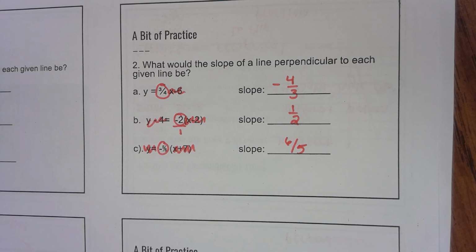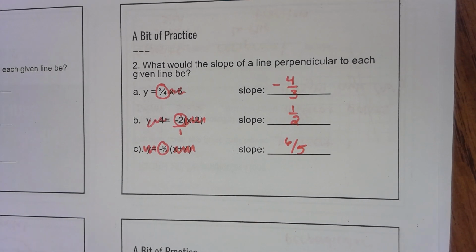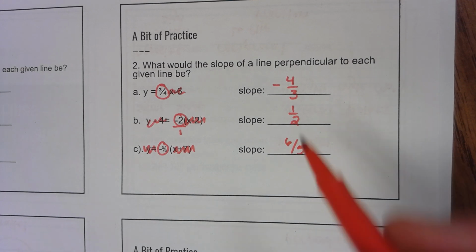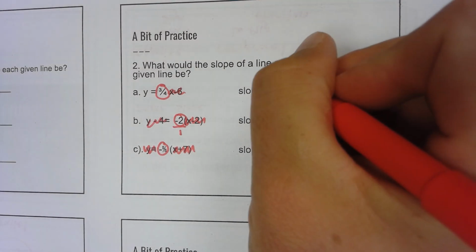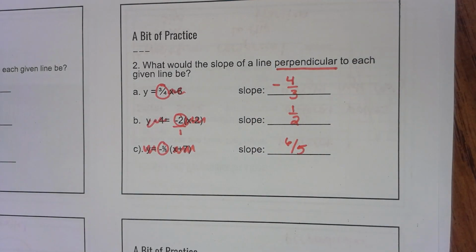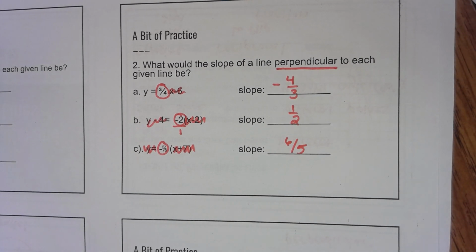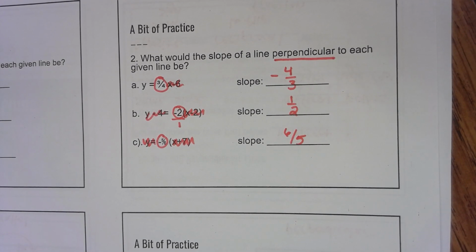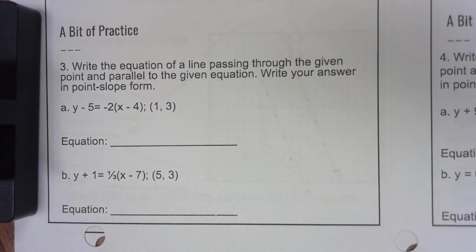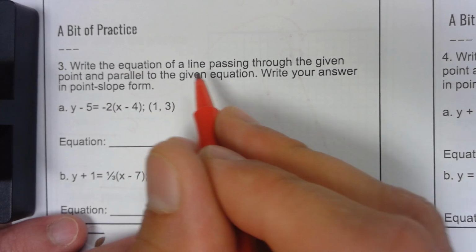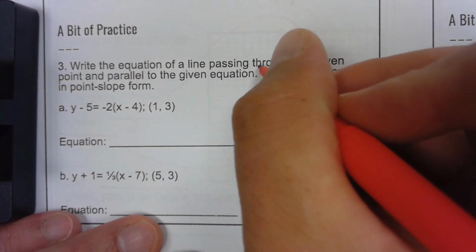Okay, so now the only thing that we're going to add to this is we're going to fully write an equation. So we're going to be given a little more information. Again, we need to read the problem. That way we're figuring out whether or not we're working with parallel or perpendicular slopes. Okay, so here are some of the problems we'll work through. Our task is to write an equation of a line passing through the given point.